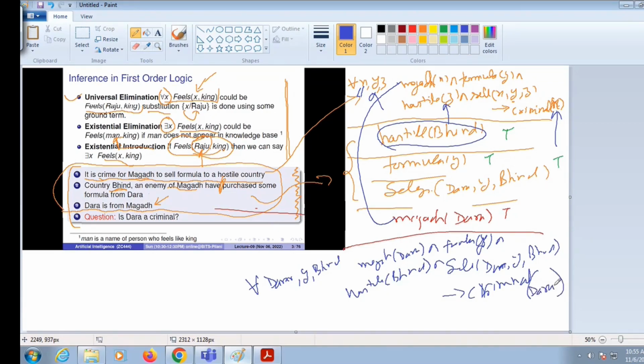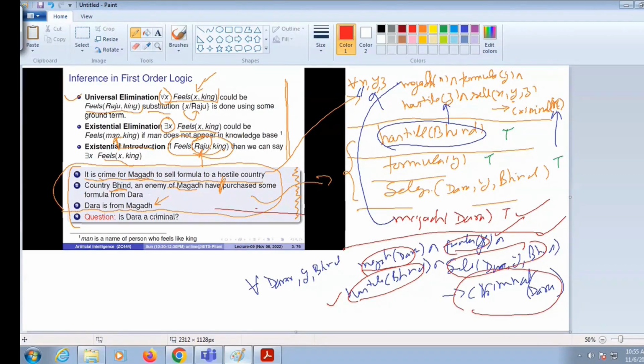Now I wanted to understand whether this statement is right or not. Magad Dhara is given over here, so it is true. Y is a formula is true. Hostile Bhind is also true. And this is also true. So when everything is true, true implies what? This thing. It means that Dhara is a criminal.